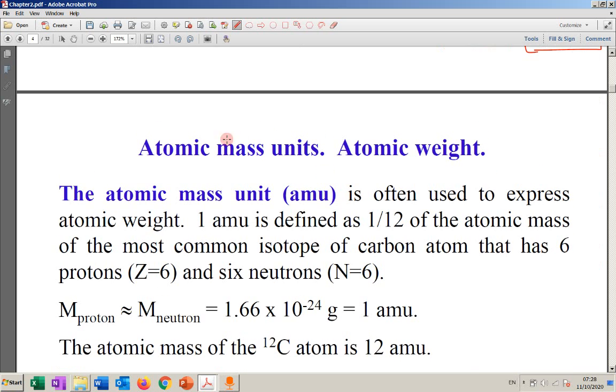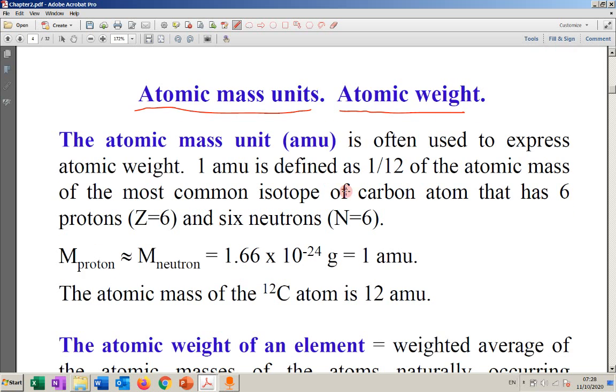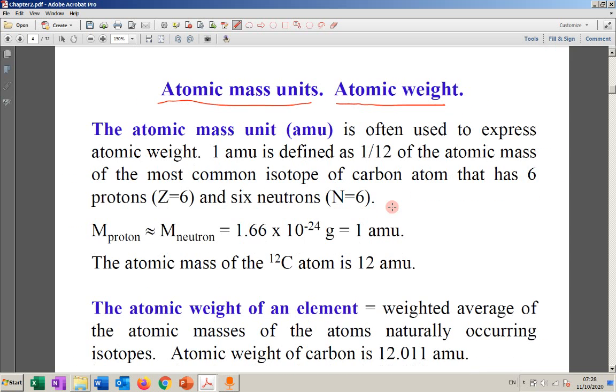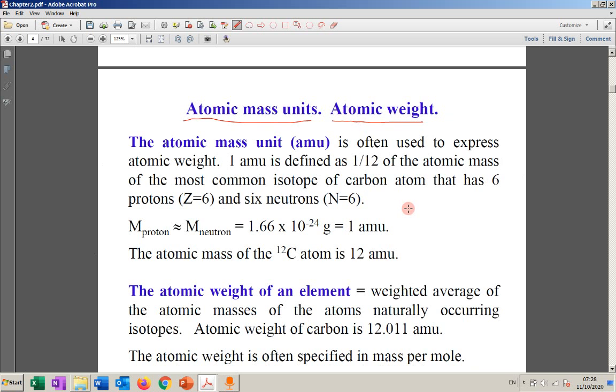Now there are 2 things that in chemistry they talk about: atomic mass and atomic weight. Atomic mass and atomic weight. We normally use atomic weight in a calculation, but we have to know where this atomic weight came from. First we have to talk about atomic mass, which is AMU, atomic mass unit.